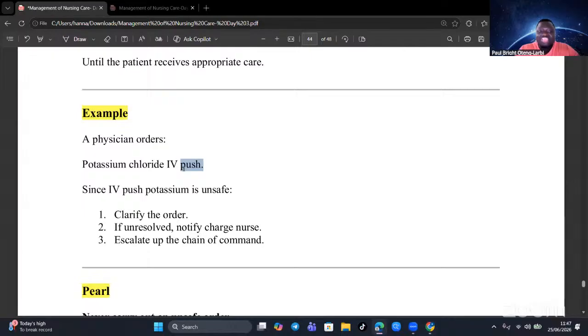Do we push potassium chloride? Did you do yes or no? No, sir, we don't. So what will happen if you push potassium? What will happen?